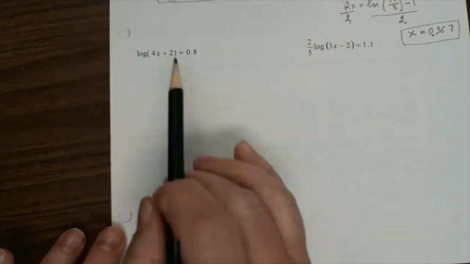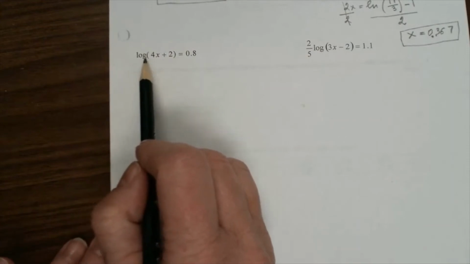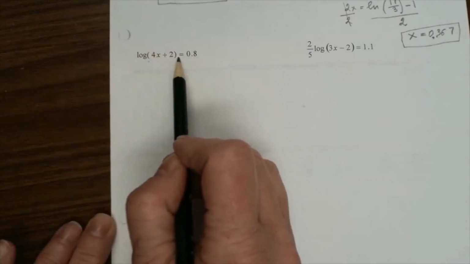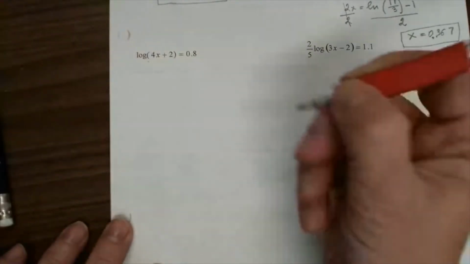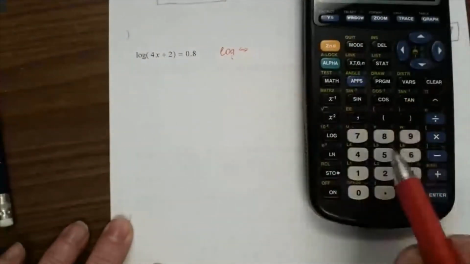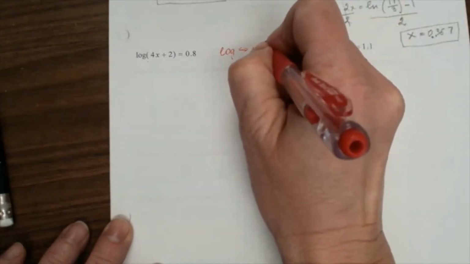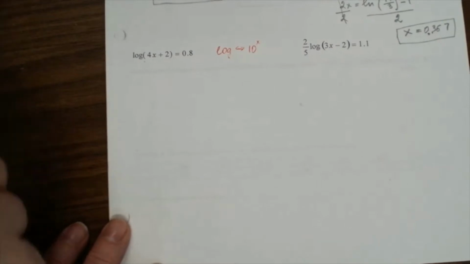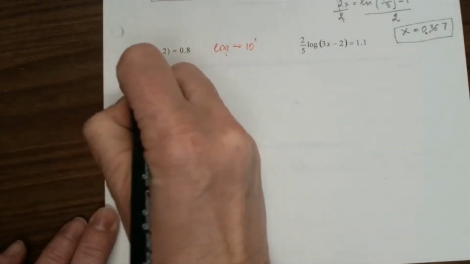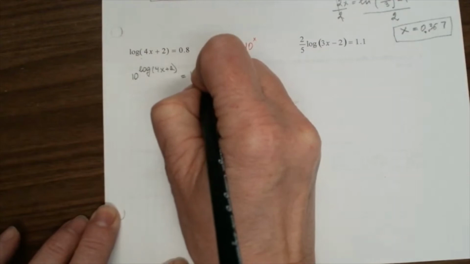Let's review the next two equations. Both of them have common logarithm. This is common logarithm of 4x plus 2 equal to 0.8. And we have the logarithm by itself on one side. So, what is the opposite of common logarithm? If you look at our calculator, common logarithm, and the opposite is 10 to the power x. Let's learn how we can use it. It means we need to write 10 to the power logarithm of 4x plus 2 is equal to 10 to the power 0.8.